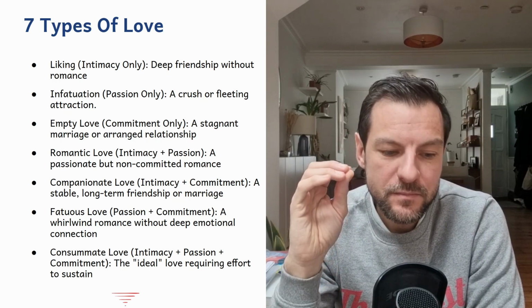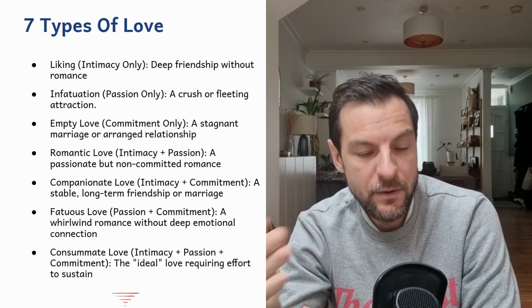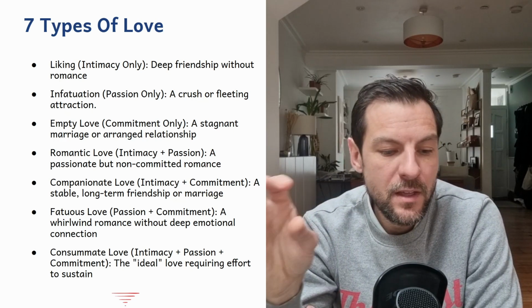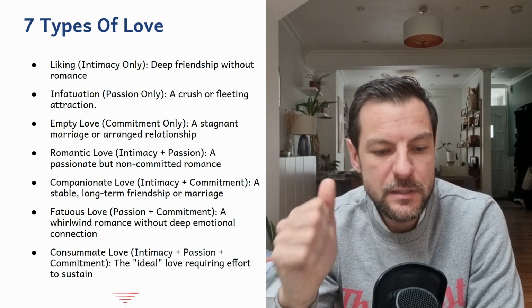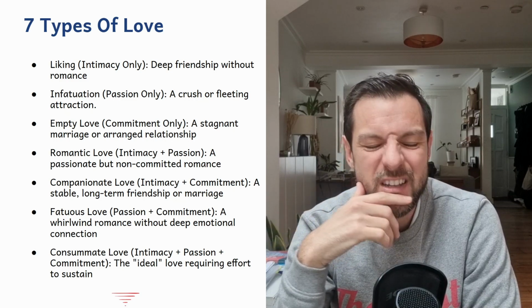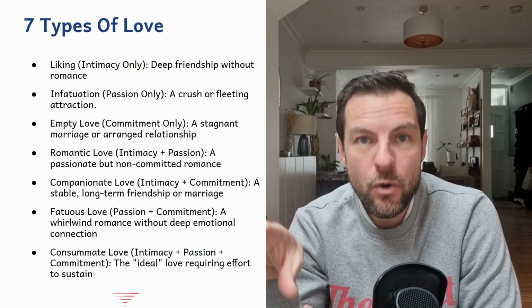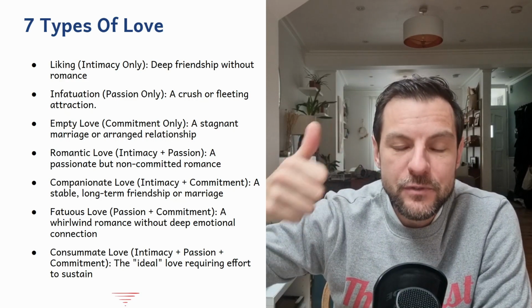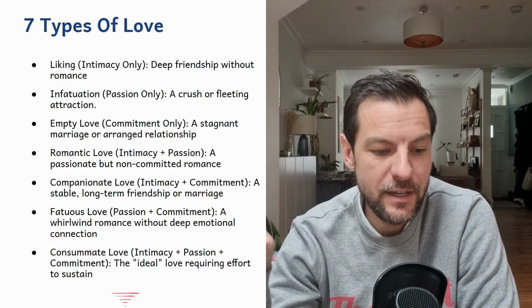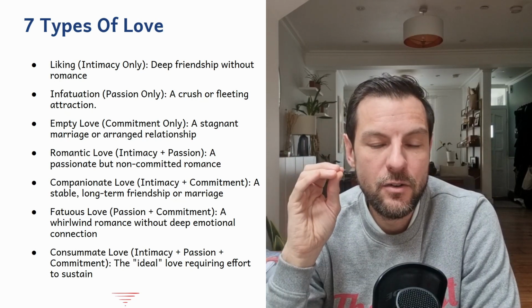Companionate love is intimacy and commitment. That could be long-term friendship, could be marriage. But again, we are missing the passion. So these relationships, if they are romantic relationships, are at risk. Fatuous love, which is not very common, is passion and commitment. So it's romance without the deep emotional connection. The ideal relationship, and again, you can make your own, because within the components of intimacy, passion, and commitment, you have your own definition of each, is when you have all three. And he called that consummate love.